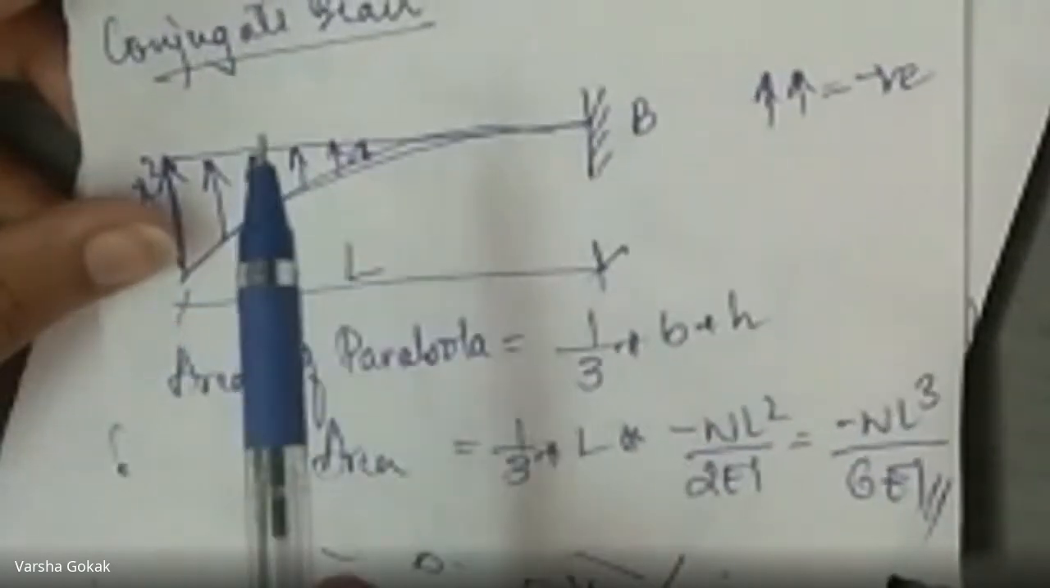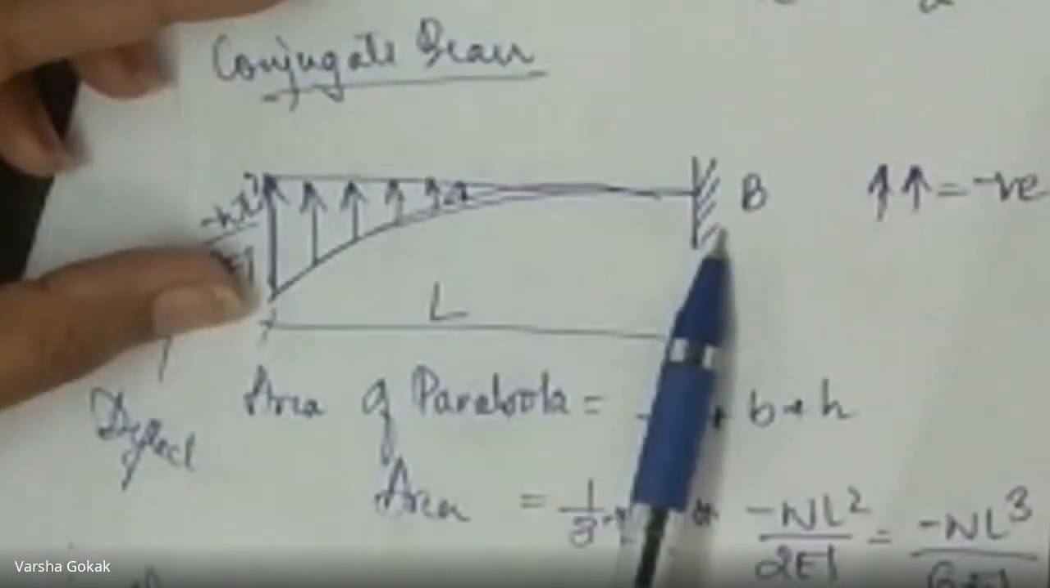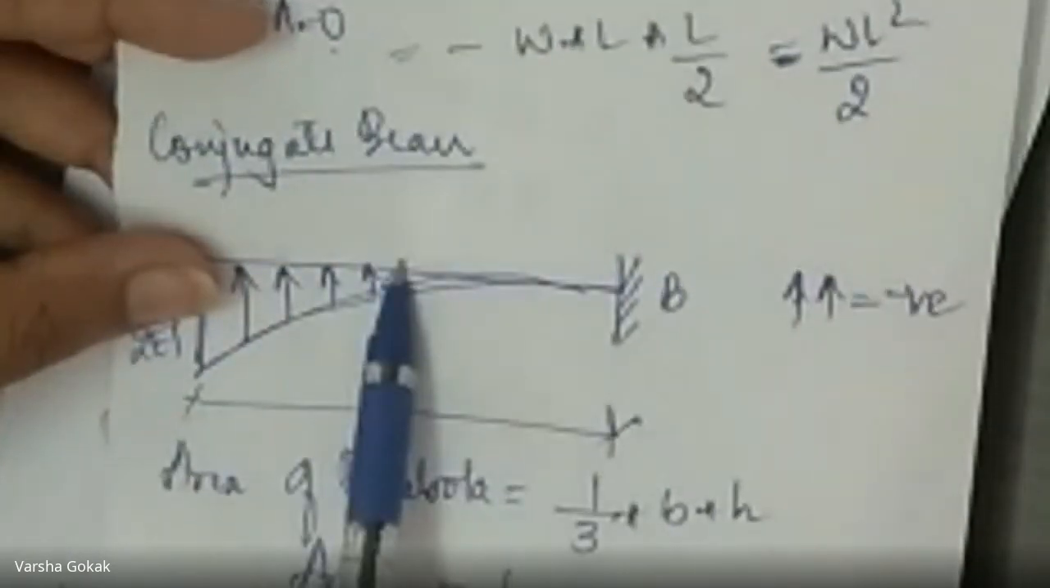So once you calculate the values of the reaction, draw the conjugate beam. In the conjugate beam, your fixed end becomes free end and your free end is going to become fixed end. Draw that, show the conjugate loads. Now, how will you show the conjugate loads?